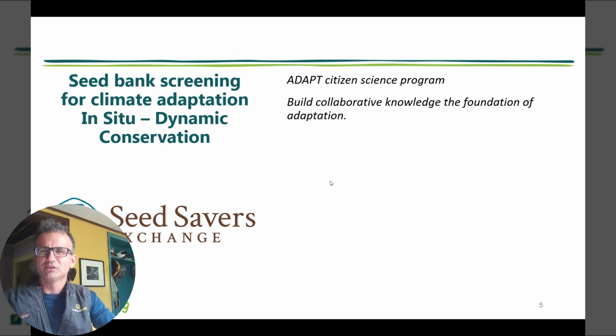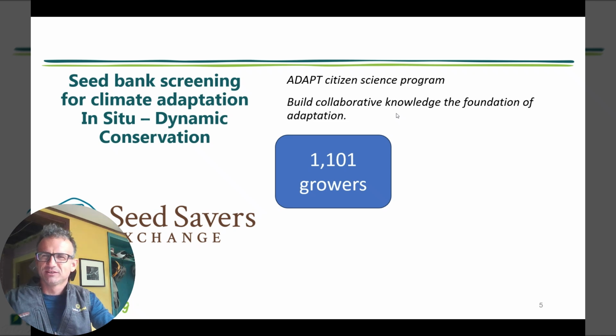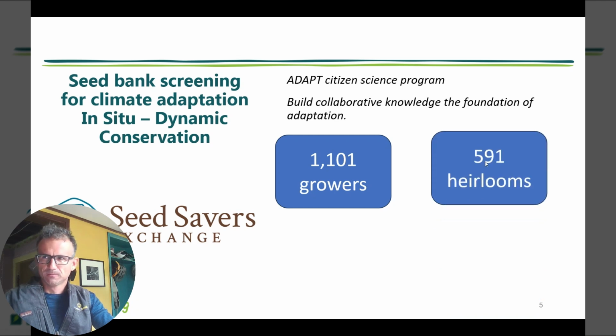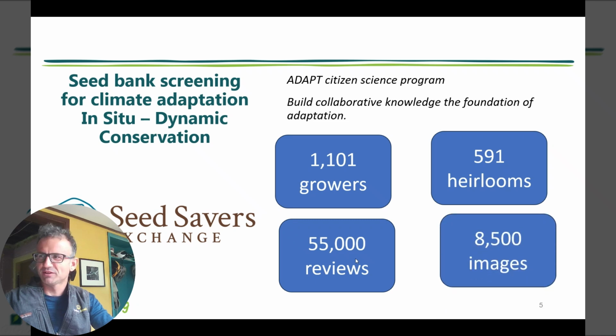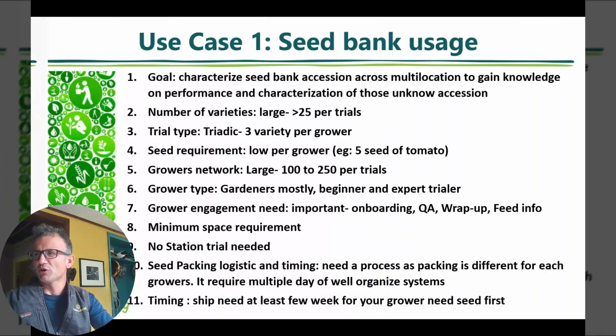As a first example, SeedLinked really started with Seed Savers Exchange in the US with the ADAPT program. It's a nonprofit seed bank which characterized their accessions with a very large network of growers. They have more than 1,000 active reviewer growers, mostly gardeners. To date, they characterized with SeedLinked close to 600 heirlooms. That's generated 55,000 reviews and more than 8,000 images. And so I'll walk you through a few things here.